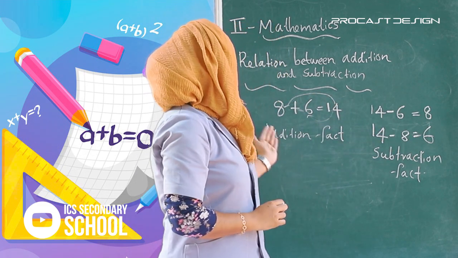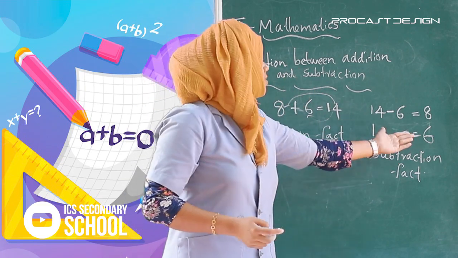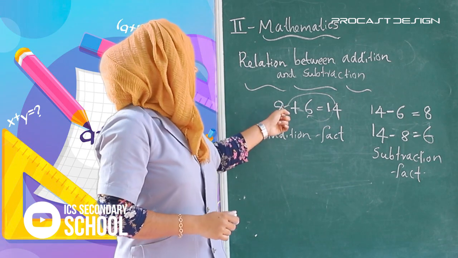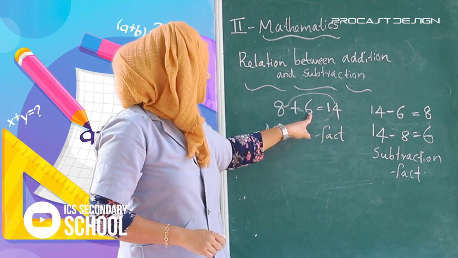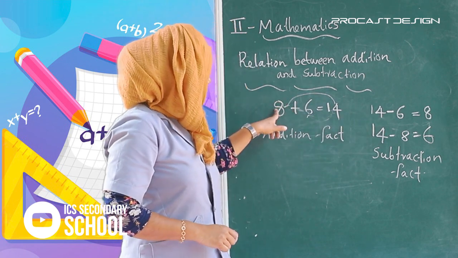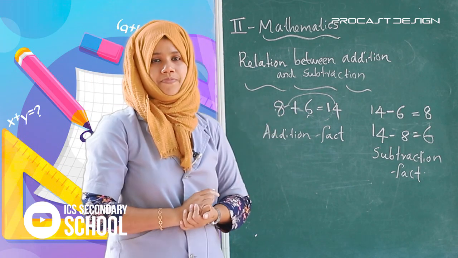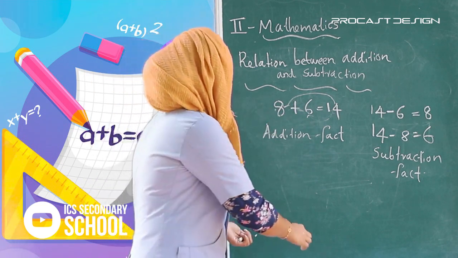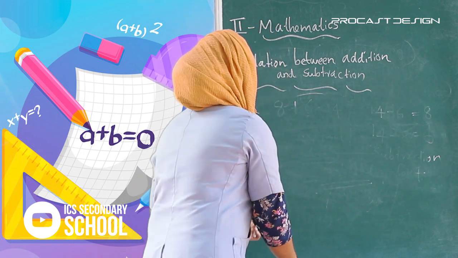Is it clear? So, from this addition fact we can form the subtraction fact, that is 8 plus 6 is 14 and 14 minus 6 is 8. The same way 14 minus 8 is 6. Okay, is it clear? We have another example, so you can understand well.